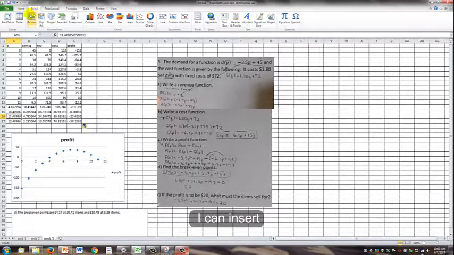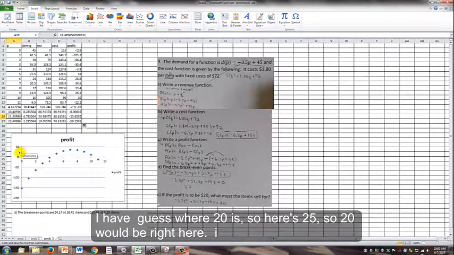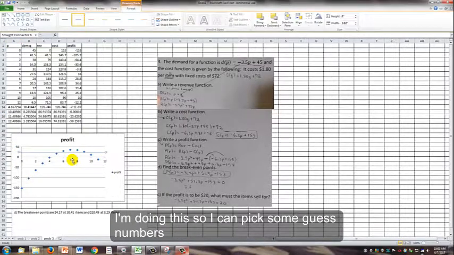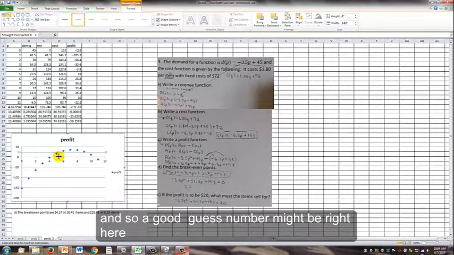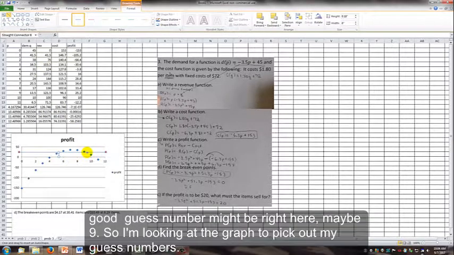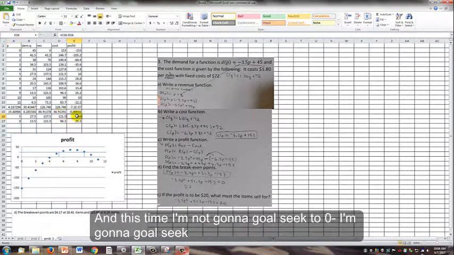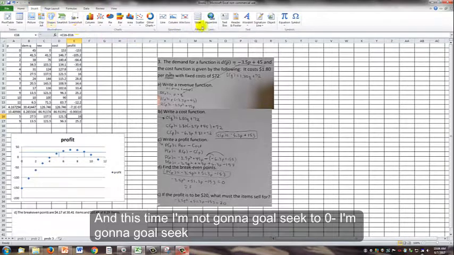I can insert, just so you can see, I have to guess where 20 is. So here's 25, so 20 maybe right here. I'm doing this so I can pick some guess numbers. And so a good guess number might be right here, maybe 5. And another good guess number might be right here, maybe 9. So I'm looking at the graph to pick out my guess numbers. And this time I'm not going to goal seek to 0, I'm going to goal seek to 20.